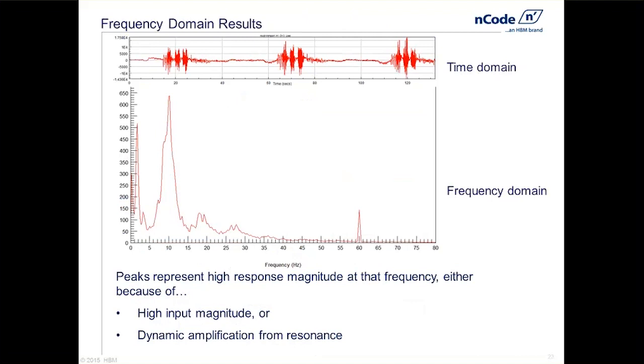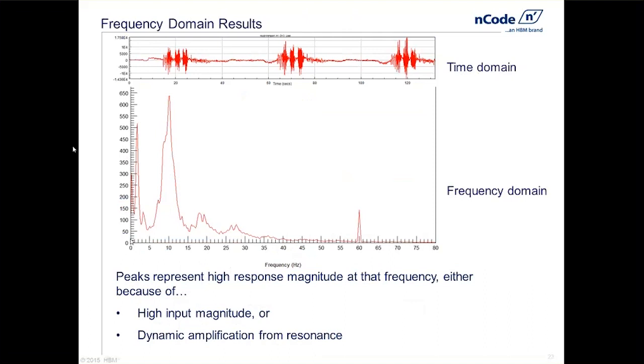Let's talk a little bit more about some frequency domain results. In this slide right here, we actually have two plots. The upper plot contains the original time series data, and what we've done is run it through a frequency spectrum analysis so that we could look at the frequency content. And we end up getting something like this.